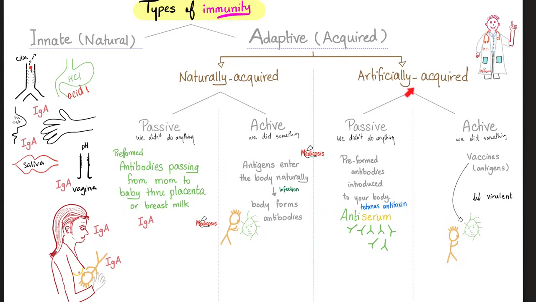Let's talk about artificial, blame your doctor, or thank your doctor. Passive, well, you didn't do anything. Your doctor gave you preformed antibodies. How about active? Your doctor gave you vaccines.